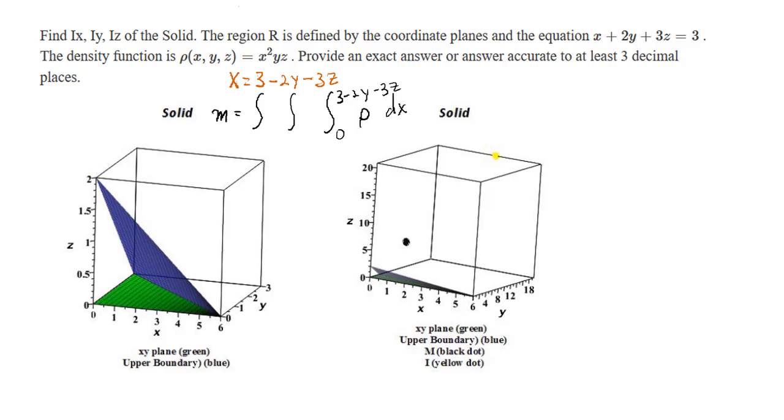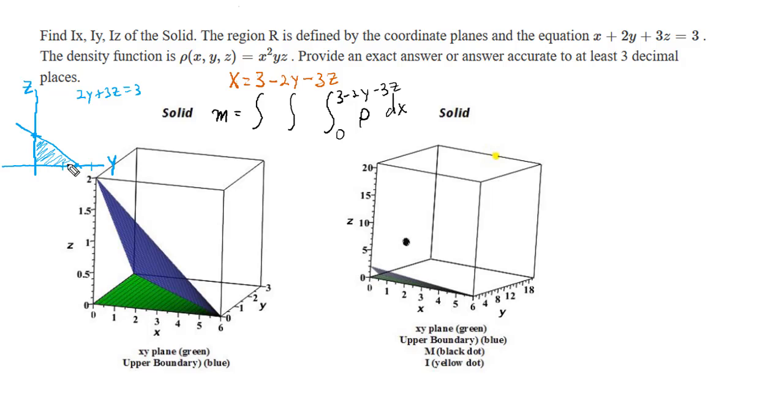To determine the limits of integration for y's and z's, we need to look at the projection of this figure onto the yz plane. So using a 0 for the x, we would have the equation 2y plus 3z equals 3. Now that's going to be a straight line where the y-intercept would be 3/2 or 1.5, and the z-intercept would be a 1. And so this is the region in the yz plane.